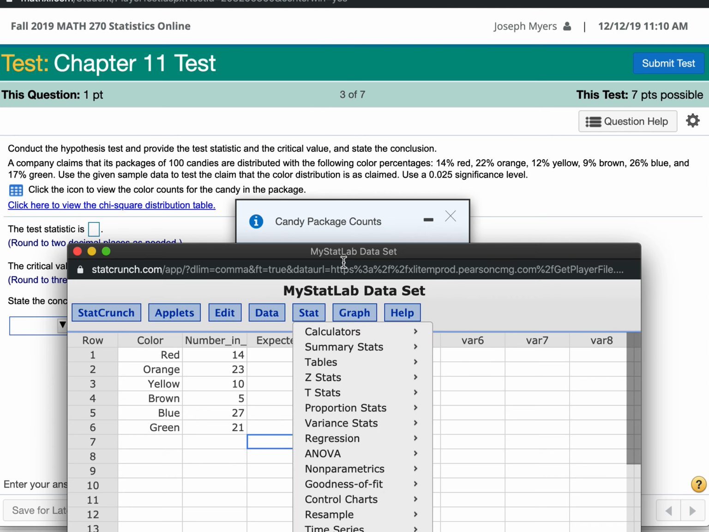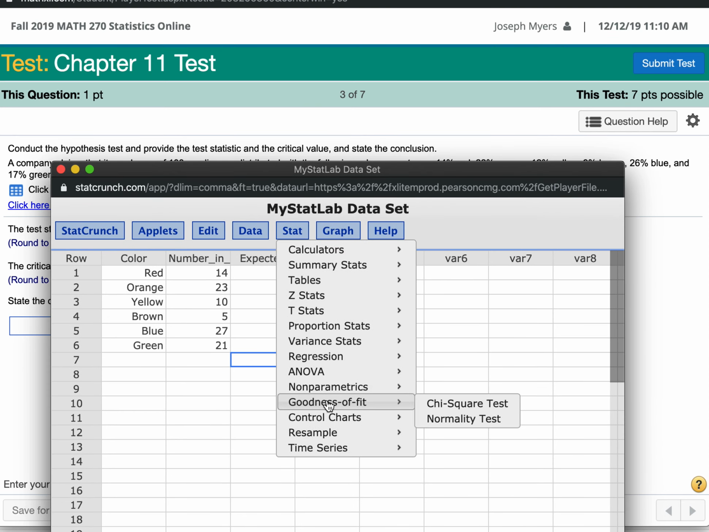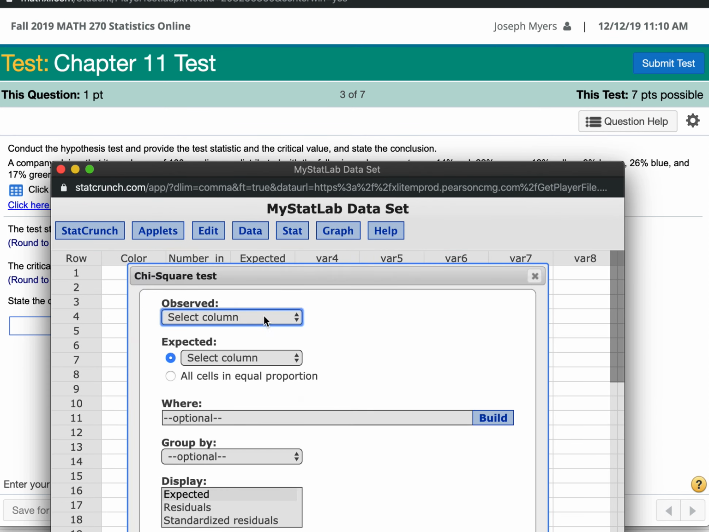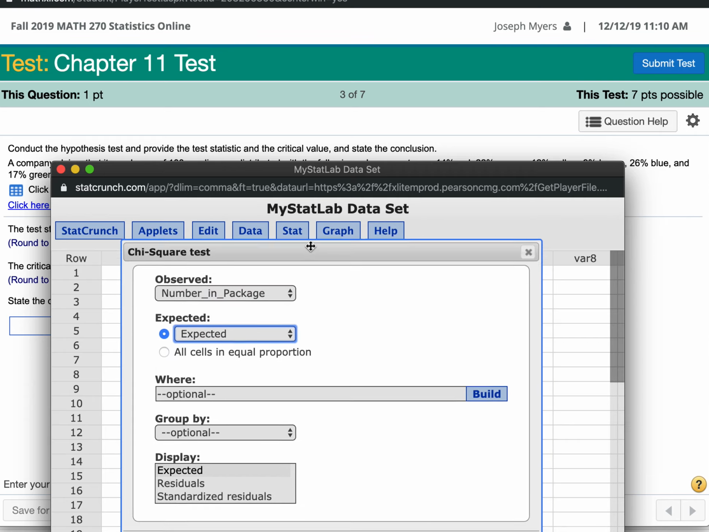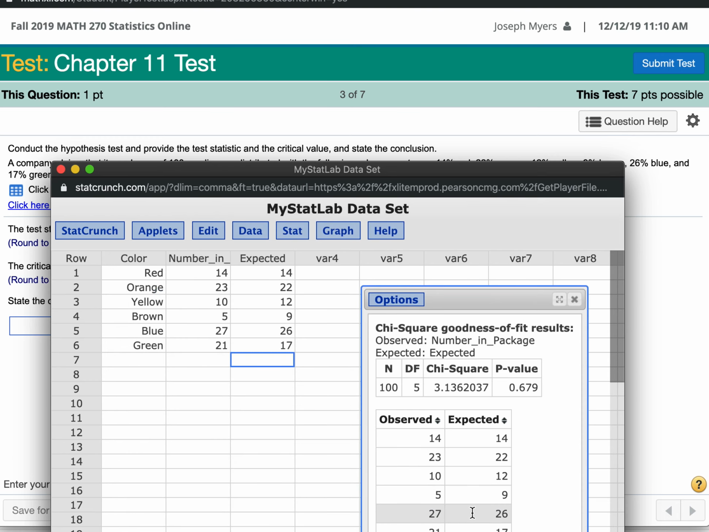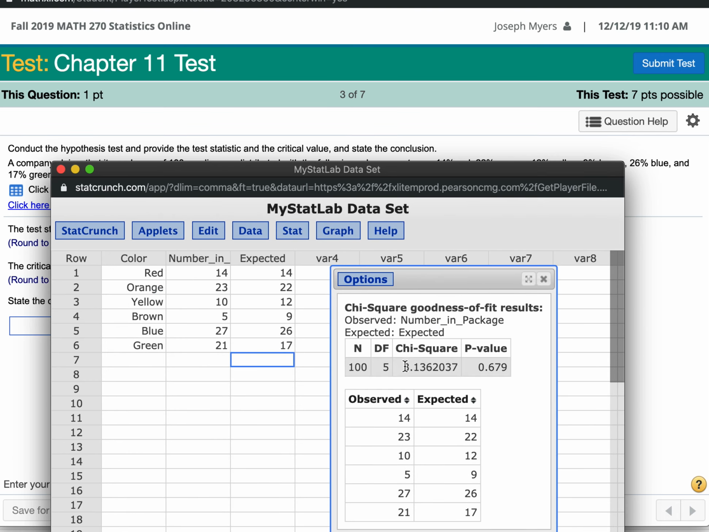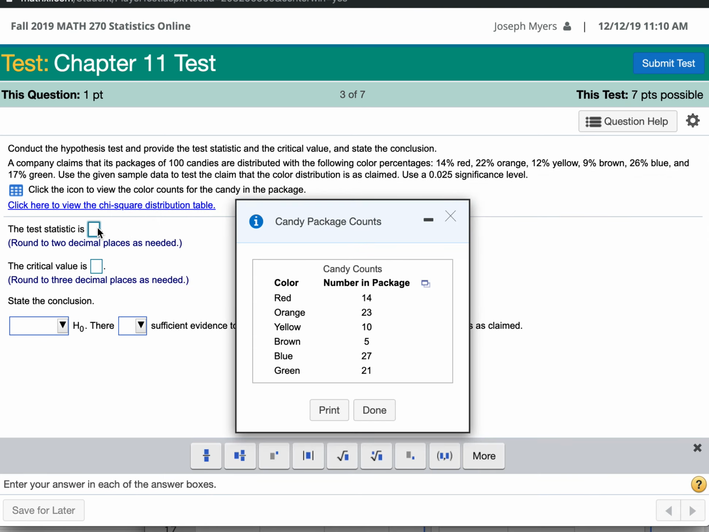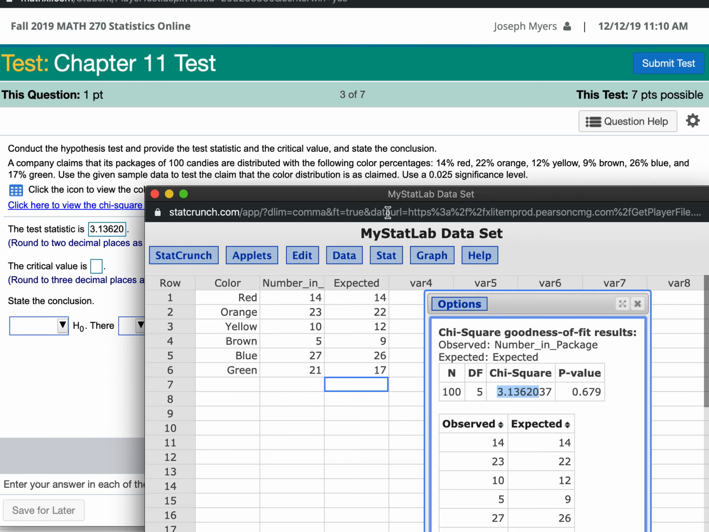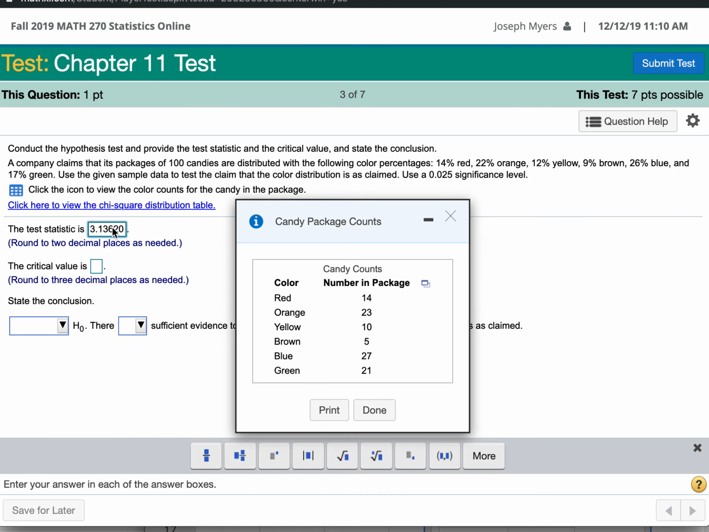So I'm going to do Stats, Goodness of Fit, chi-square test, observed value in the number in package column, and expected is listed in expected. Click compute. So in this case, the chi-square value is that, and the p-value is 0.679. Now next it asks us, what's the critical value?